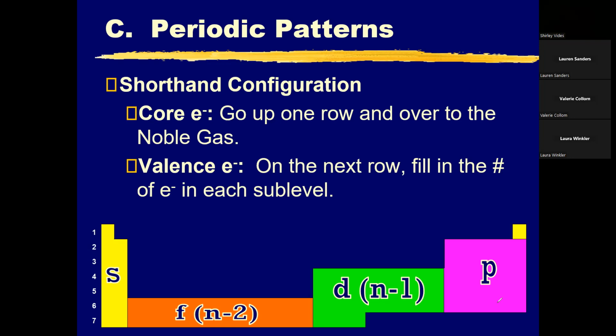So anyway, let's keep going. All right, so read the directions. You represent the core electrons by a noble gas. So you go up one row and all the way across to the noble gas, which means all the way to the end of the periodic table. And then write that down in brackets. And then on the next row, you will fill all the electrons that are left. Okay, so let's see what that's saying.